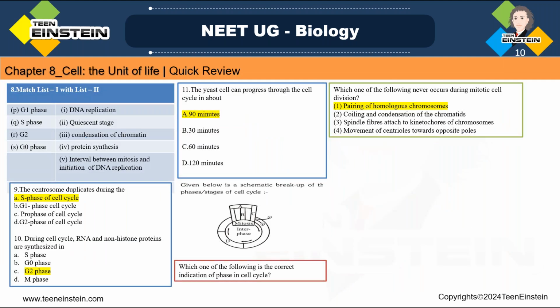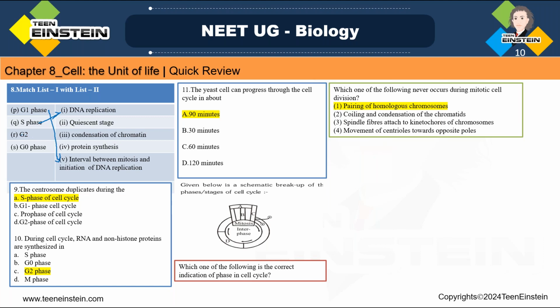And here you can see the type of question you can expect from this chapter. Two lists are there, so you need to match these. G1 phase or gap phase 1 corresponds to the interval between mitosis and initiation of DNA replication. That is, an interval after mitosis, and DNA replication takes place after that G1, right? Then S phase. What is S phase? S phase, or the synthesis phase, marks the period during which DNA synthesis or replication takes place.